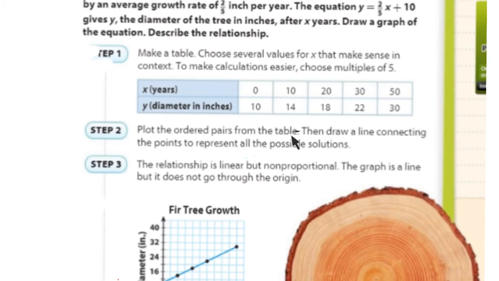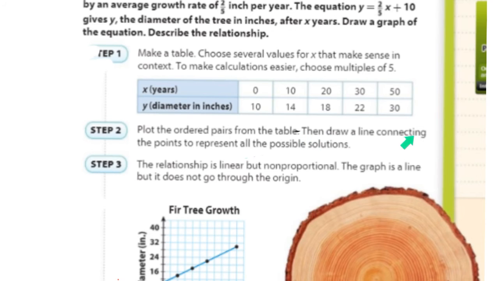Plot the ordered pairs from the table. So 0, 10. I'm going to change this so you can see the color a little easier. So here's 0, 10. Then plot 10, 14. Here's 10, 14. Plot 20, 18. Here's 20, 18. Plot 30, 22. Here's your 30, 22. And finally 50, 30. Here's 50, 30.